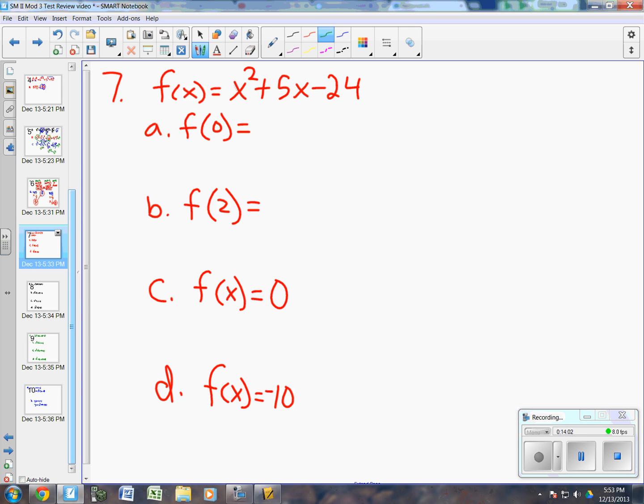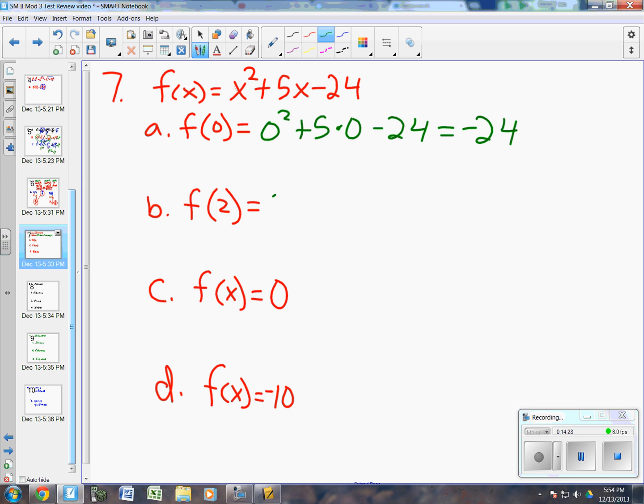So this is right here. The instructions on this one is use the given function to find the missing values. Check your work using a graph. So, well, first of all, it wants me to find f of 0. That's just putting 0 in for x. Well, we all know that that's just going to be negative 24. So there's my answer there.